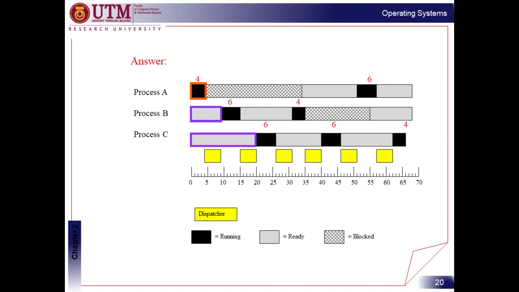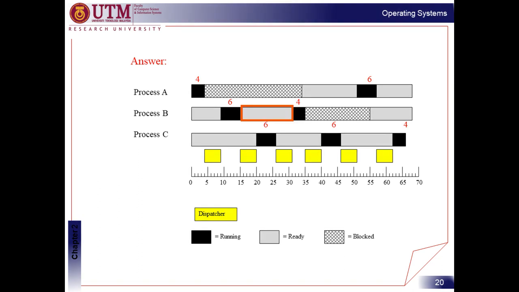Process B and C are waiting in queue in ready mode, but at instruction cycle 4, process A is requesting I/O resource and waiting for another 30 instruction cycles. So, at the 4th instruction cycle, the dispatcher takes over the CPU resource and process A is blocked from using the CPU resource within 30 instruction cycles. Then the dispatcher assigns the CPU resource to process B to run in 6 instruction cycles.